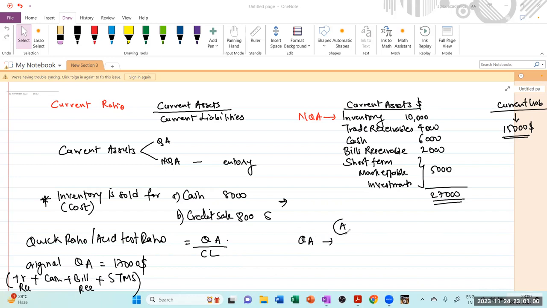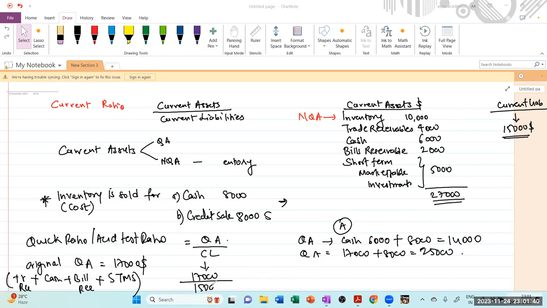quick assets in case number A go from 6,000 for cash, they become 8,000 plus. So they become 14,000. So your quick assets now are 17,000 plus 8,000, which is 25,000. And what happens is your original acid test ratio was 17,000 by 15,000, which is 1.133. And now it becomes 25,000 divided by 15,000, which is 25 divided by 15. Your answer is 1.667.